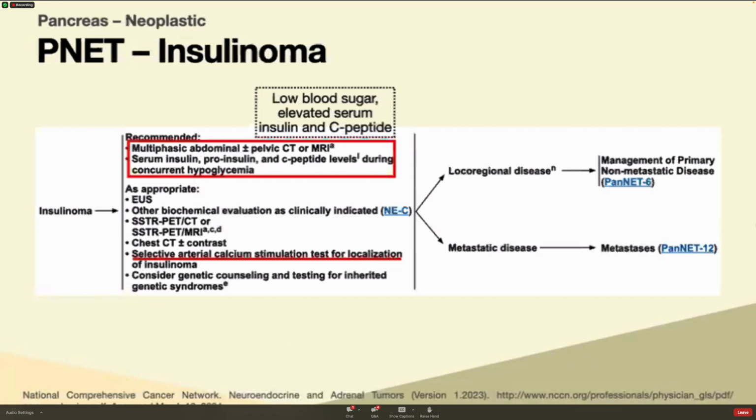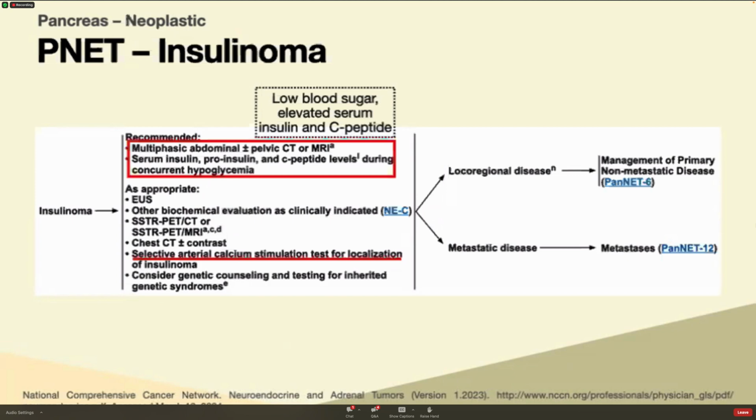So based on the NCCN, you do the lab workup for insulinoma, which includes checking the insulin, proinsulin, and C-peptide levels, and also request a multiphasic abdominal CT scan or MRI. So for PNETs, the lesion usually appears as hyperintense on the arterial phase, in contrast with the pancreatic adenocarcinoma, which appears hypodense in the pancreatic parenchymal phase.